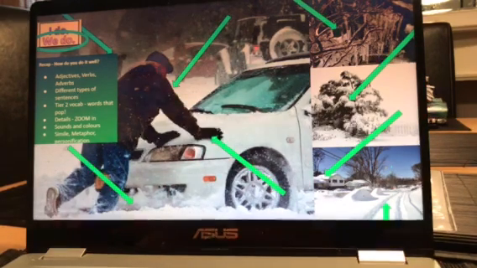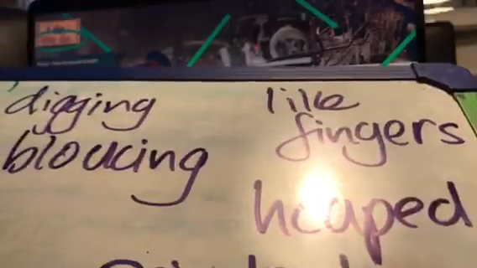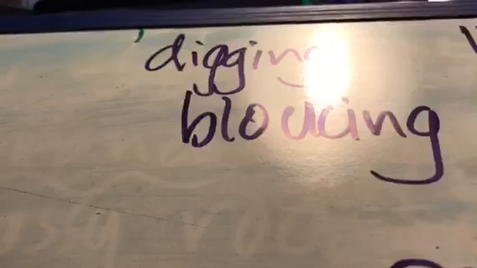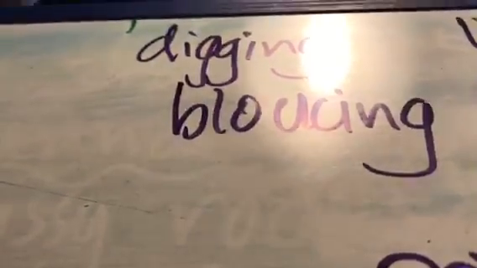So here's the ideas that I started to think about before. Digging, blowing, like fingers, heaped, pointed roof, white snow. So I am going to write a sentence now, converting these ideas using an adverb and a preposition and some of these ideas to remind you of how we do it at school. Okay, silently. Let's get this on the board. Silently.